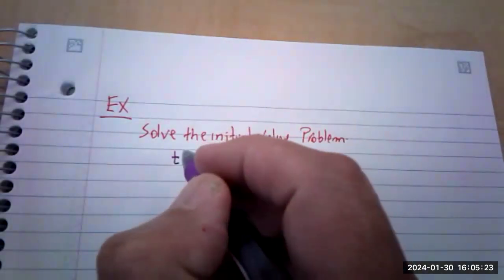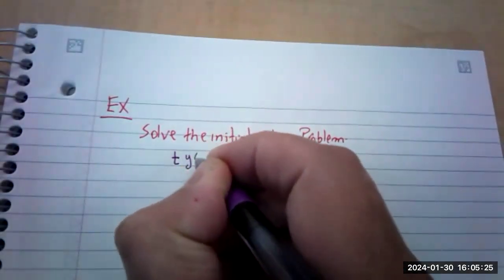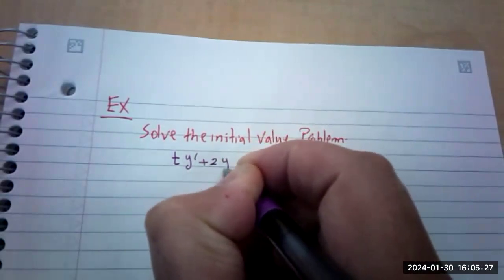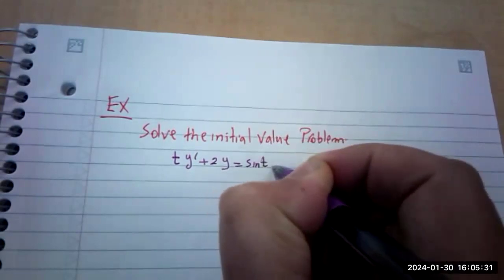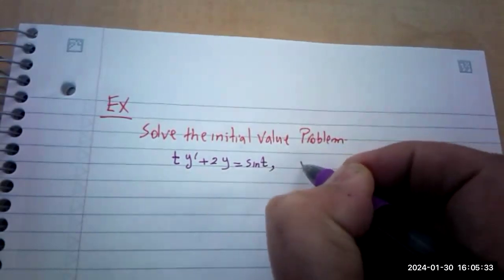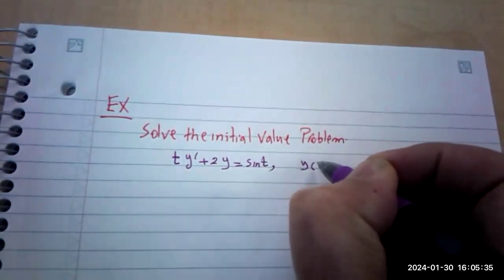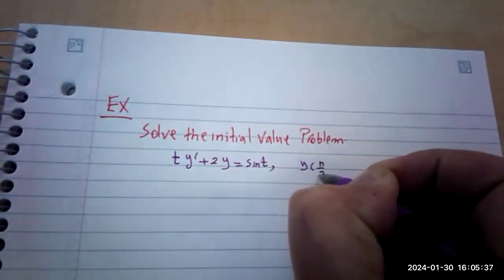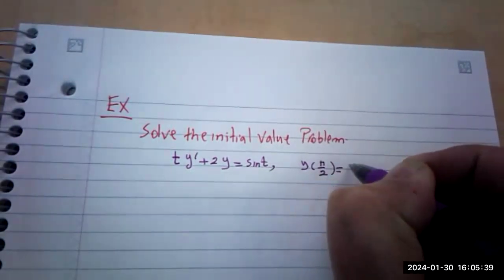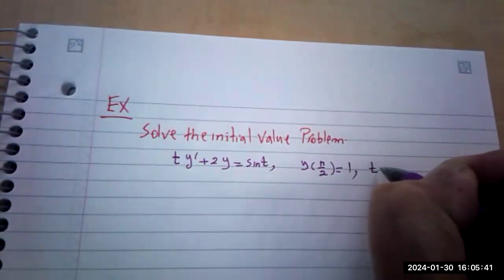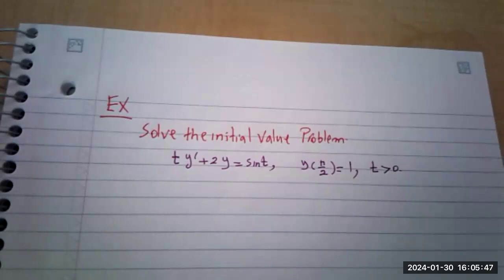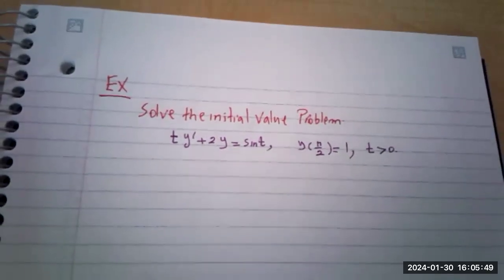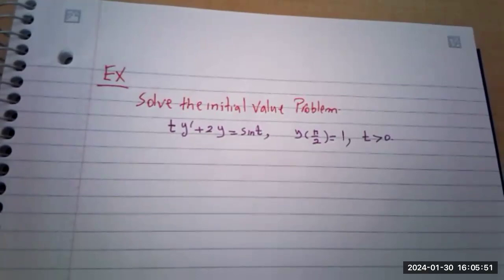If you give me something like t y prime plus 2y equal to the sine of t, and the initial condition is that y of pi half is equal to 1, and t is time, so it's going to be positive. Okay? So you have the initial condition, so you solve it, and then you find the constant c.